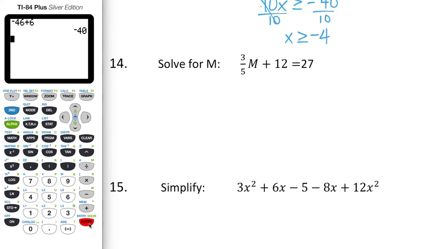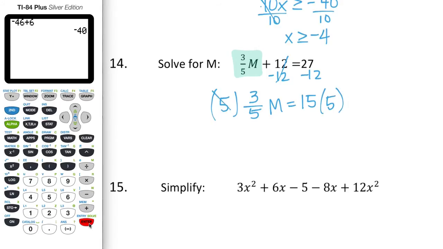All right, this next one's kind of tricky. What we're going to do is we're going to get this all by itself first. So we're going to subtract 12 from both sides. So 3/5 m equals 27 minus 12 is 15. Okay, then what we want to do is we want to multiply both sides times 5. So when we do that, our fraction is going to cancel out. So we will be left with 3m, and 15 times 5 is 75.